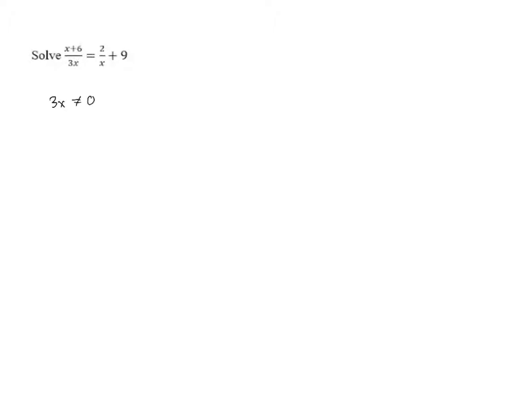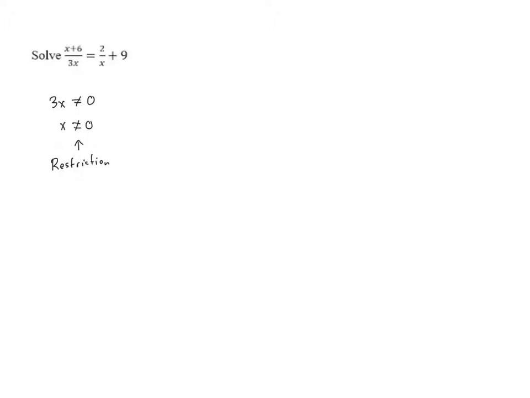3x can't equal 0. Well, we know that the value of x that would cause this to be 0 would be 0 itself. If x was 0, then 3x would be 0. So we have the restriction x can't be 0. The other denominator with an x in it is just x, so we know that x can't be 0 either. But these are both the same restriction, so our only restriction is that x can't be 0.